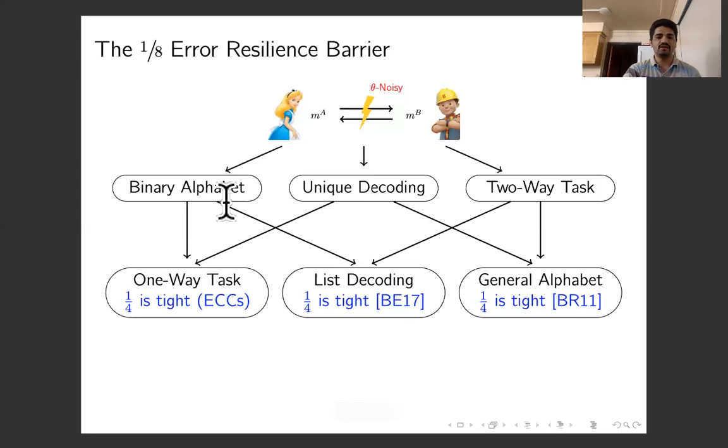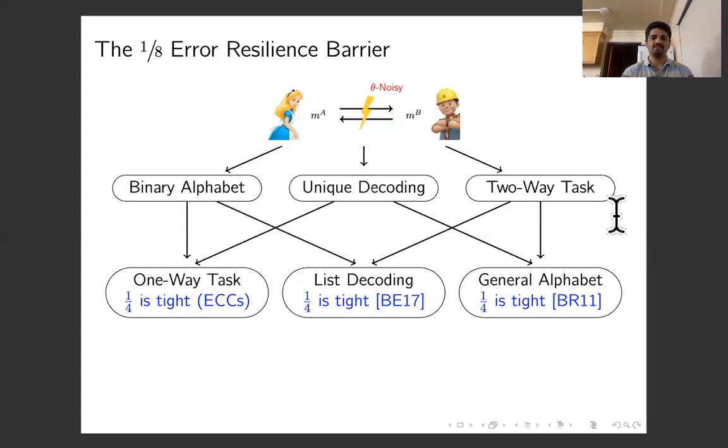Finally, the third combination, which is binary alphabet, two-way task, but list decoding. Parties need to output a list of values, one of which is correct. And even for this setting, BE17 showed that 1/4 is the right answer. So you cannot combine the half from binary and the half from two-way to get something better than 1/4. And in this light, 1/8 is a real barrier. There are three properties, each of which costs 1/2, and you cannot get an improvement by combining two of these.